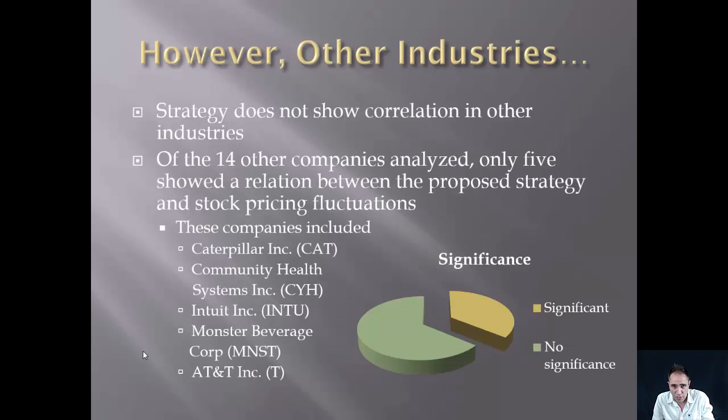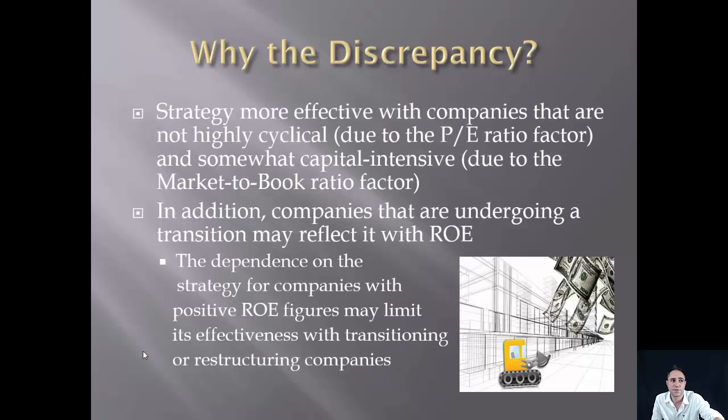However, when I actually tried this test for this strategy with other companies, the other 14 companies that I analyzed, only 5 of them actually showed a significance between this strategy and the stock prices. The 5 companies that actually showed significance included Caterpillar, Community Health, Intuit, Monster, and AT&T. The other 9 companies actually showed no significance.